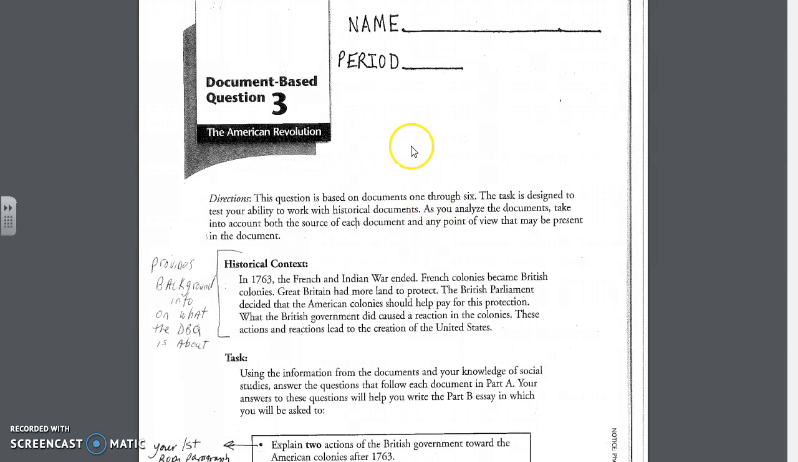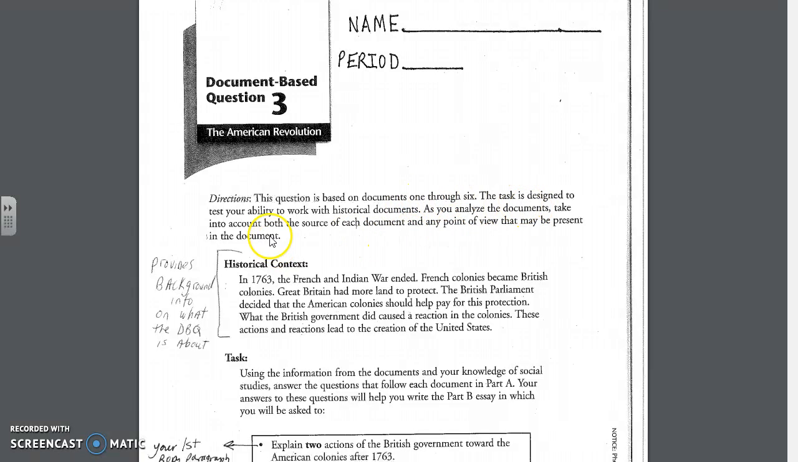Hello and welcome to my little mini lesson on our document-based question on the American Revolution, which all of you should have gotten in class either Tuesday, the 22nd, or yesterday, the 21st. In class, depending on what day we received it, we looked at the directions, the instructions on the top, which tell us that we're going to be basing our question on the 6 documents, documents 1 through 6.